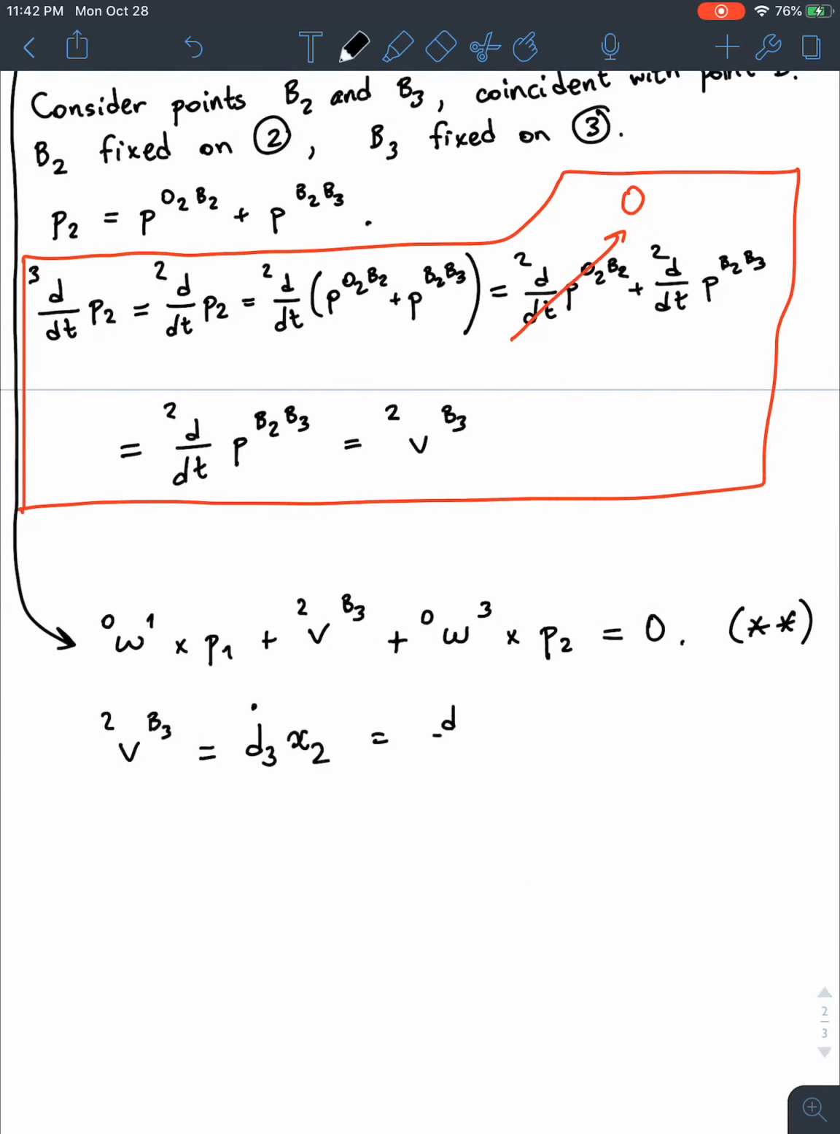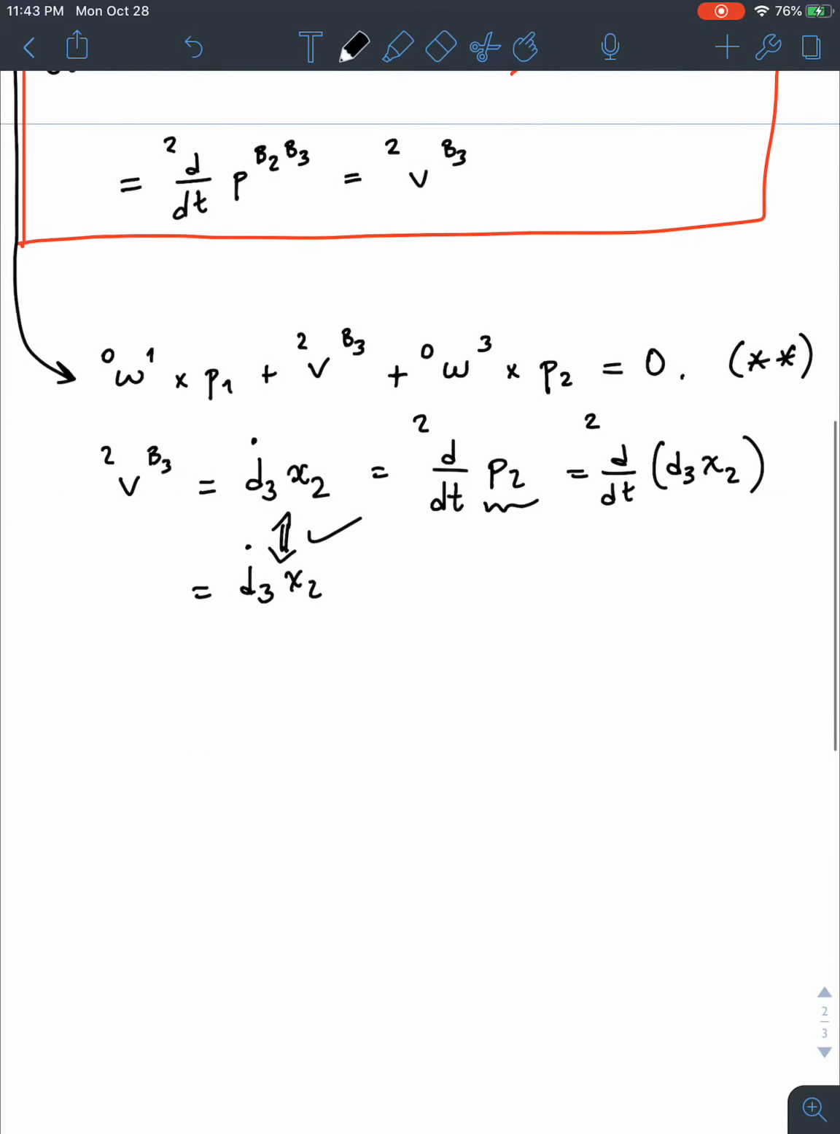Yeah. So because this is exactly equal to the derivative of the vector p2 in the second frame, and the vector p2 is indeed equal to d3 x2, and then this is equal to d3 x2. So these two match.